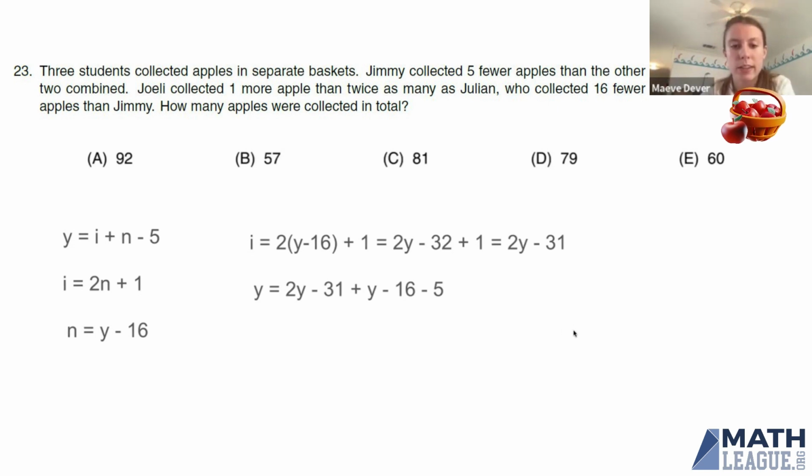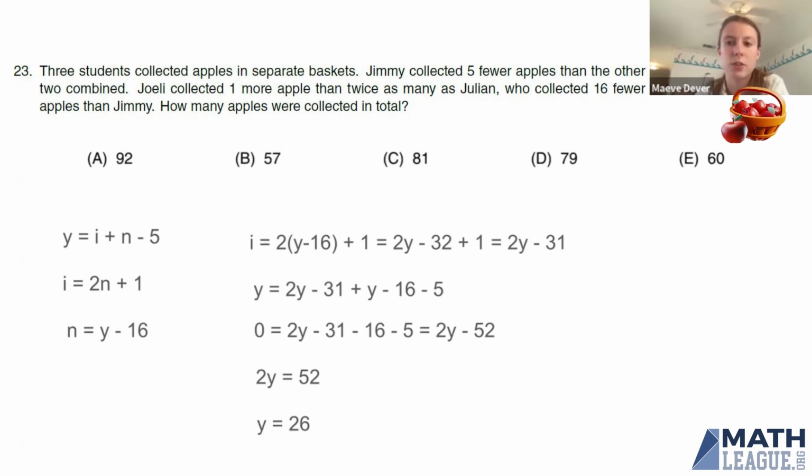So we can simplify things a little bit. Let's subtract a y from both sides, get rid of those, and then let's add up all this 31 and 16 and 5. What's 31 plus 16 plus 5? It's 47 plus 5, which is 52. So this is 2y minus 52. All right, if 2y minus 52 is 0, that must be because 2y is 52, which means y is, what's 52 divided by 2? 26.